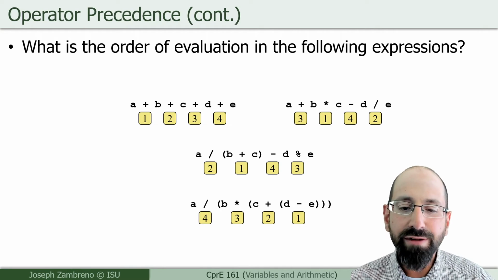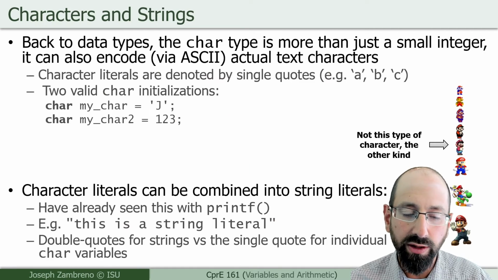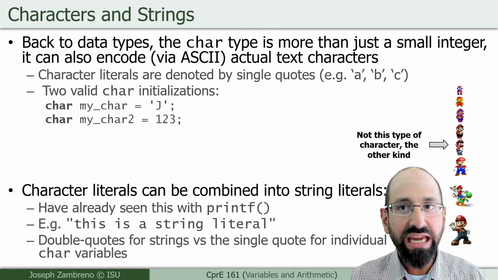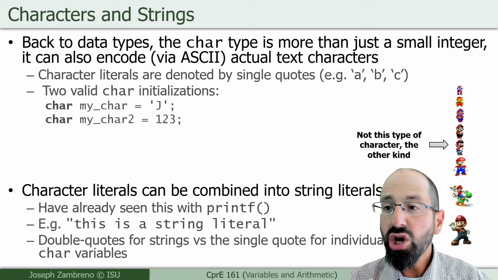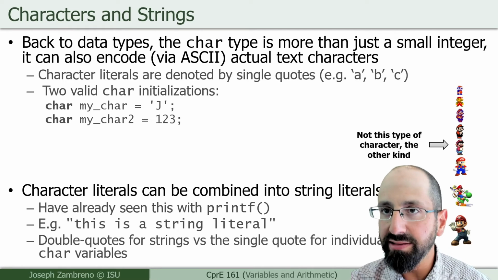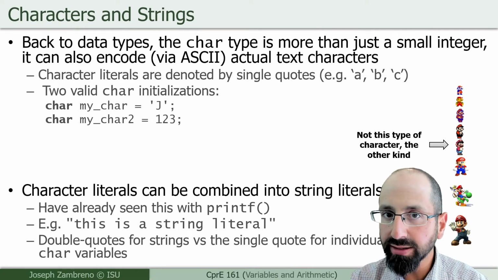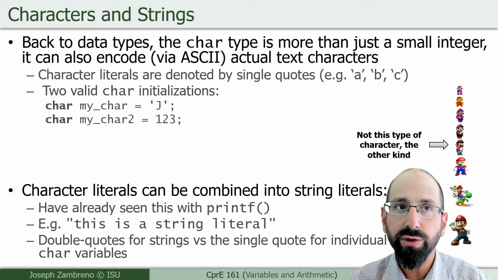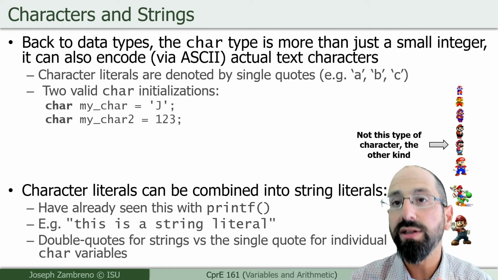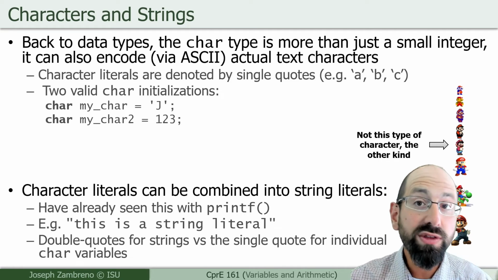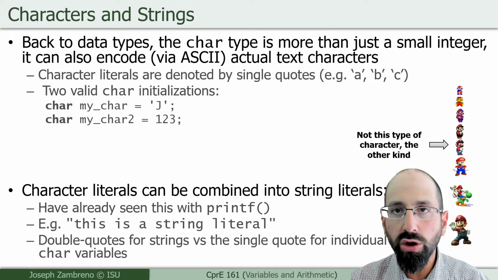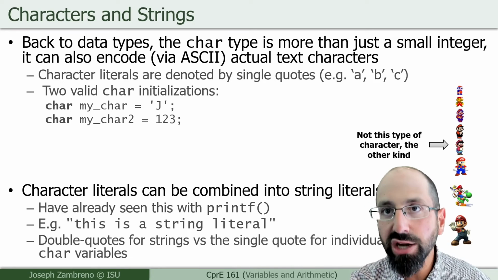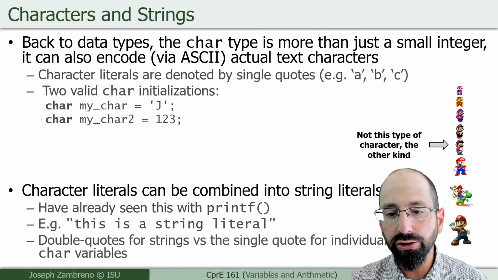needed. And my final point I want to make in this video, which I know is going a little bit long at this point, is characters and the related string types are also critical to programming in C. I mentioned the char type is this kind of short integer type that uses 8 bits to store its values, but it can be more than just a small integer. So it is both a small integer and it can also encode, via this ASCII representation, actual text characters.